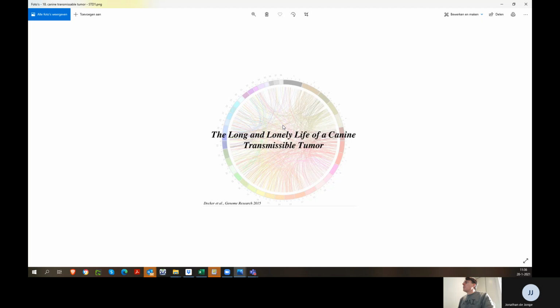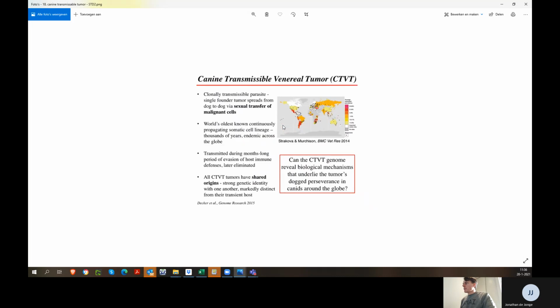But it's something about a canine transmissible tumor. What this means is that when there is interaction between two dogs, in this case sexual intercourse, the cells of the one dog are transferred to the other dog, and then the other dog also has those cells and can develop this type of cancer. And the thing is, it's a universal phenomenon, so to say. It's very old, as you can see in the second bullet. The first bullet also mentions what I mentioned before, it's sexually transmissible.